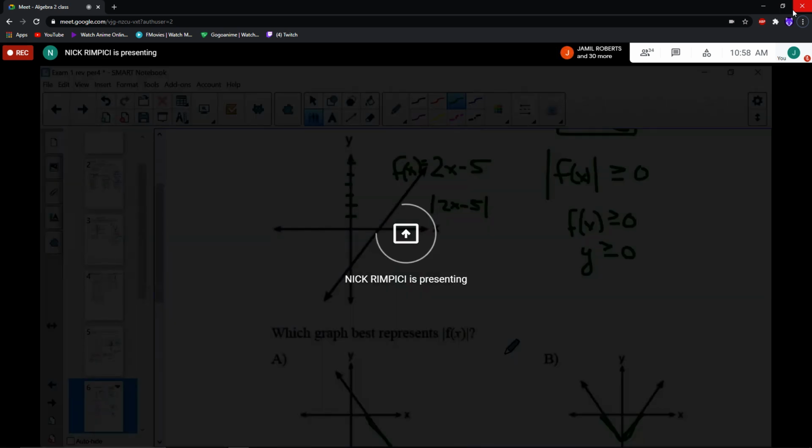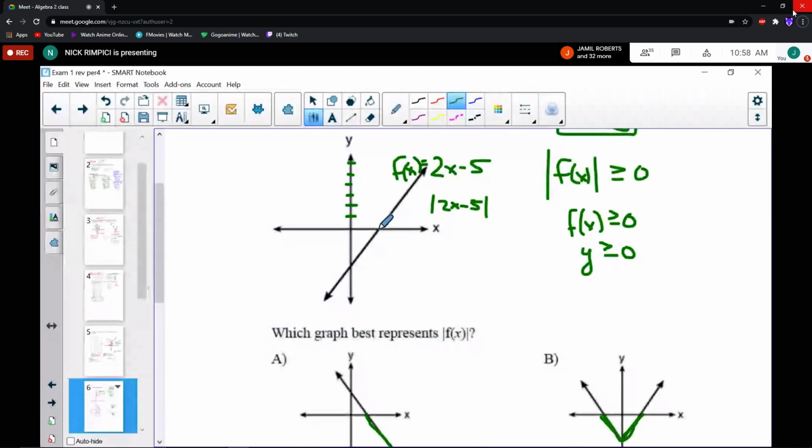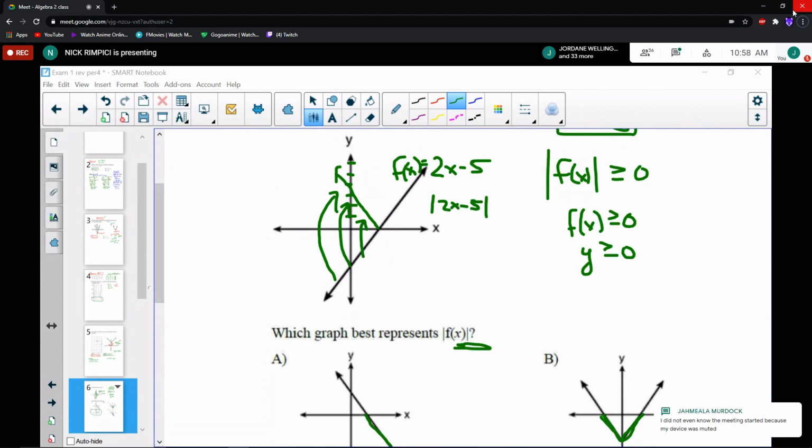So basically, what it's done is it's taken this piece that was negative and pushed it up here. It's moved it up. So all the negative points kind of get moved to the positive region. That's because of the absolute value. Okay, that's because of that. Any questions on anything here? Anything at all?